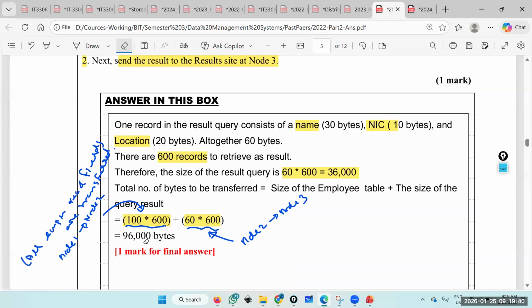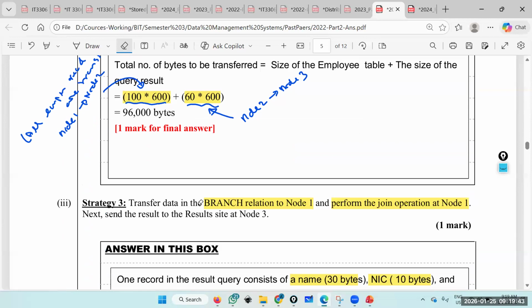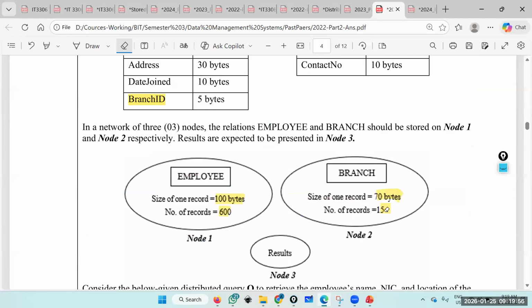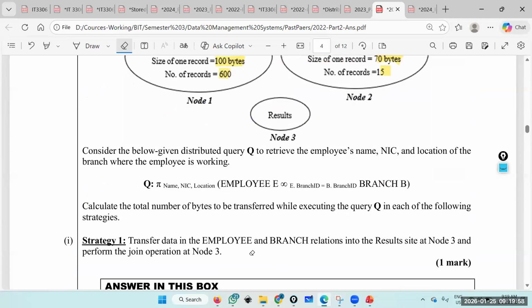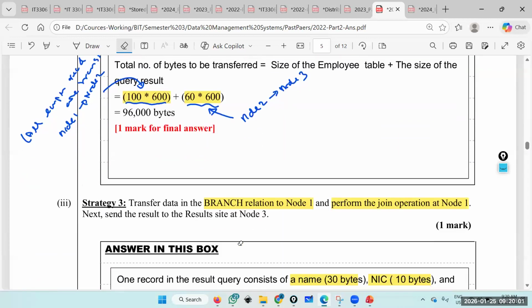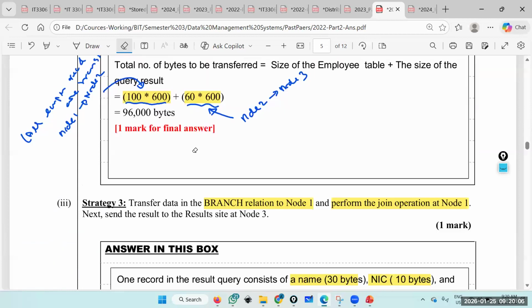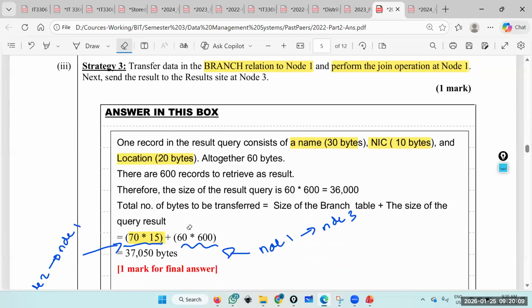Right. Strategy 3, transfer the data in the branch relation to node 1, perform the join and project, and take the result to node 3. So the branch data you are taking to node 1 now. Therefore, we have 70 into 50, that is the first part. Then 60 into 600, same as previous, because that is your final result after doing joins and everything. That will be 37,050. So that is easy, right?